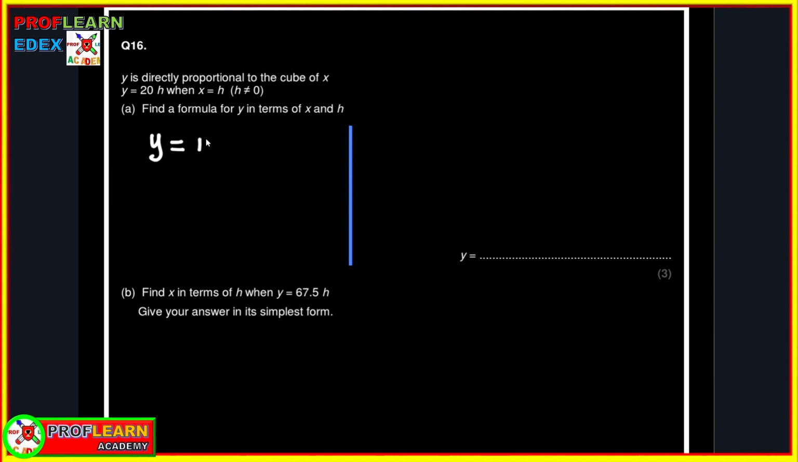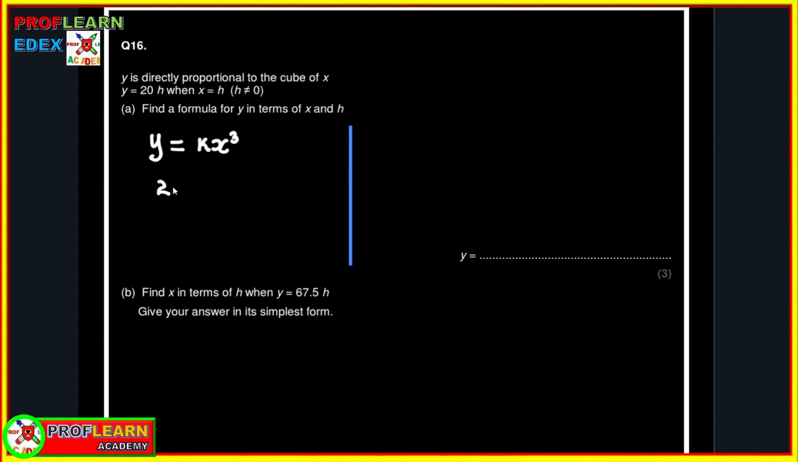y equals kx cubed. If you are told it's directly proportional, you introduce a constant k, writing k times x cubed. But if you are told inversely proportional, you would write y equals k over x cubed. So in this case, we write it like that.